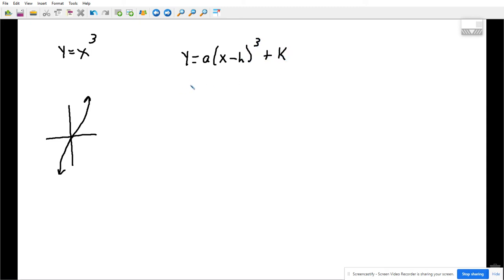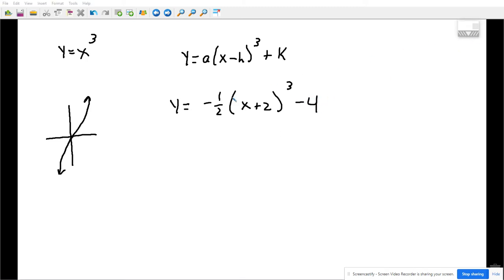Do I need to write out what A does to the graph? If A is greater than 1, it's going to do what? It's going to make the graph skinnier or vertically stretch. If it's negative, it's going to flip. What is the H going to do to the graph? If it's a plus, we move to the left. If it's a minus, we move to the right. And K would be my vertical shift. So again, just looking at a problem like this, -1/2 (x plus 2) cubed minus 4.